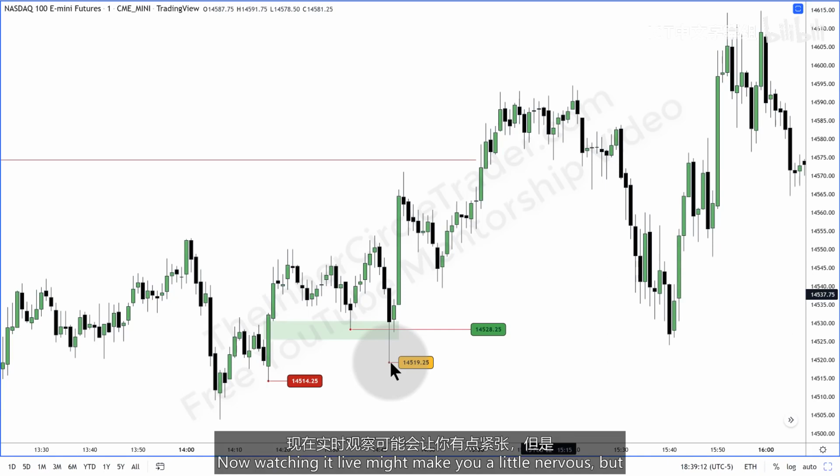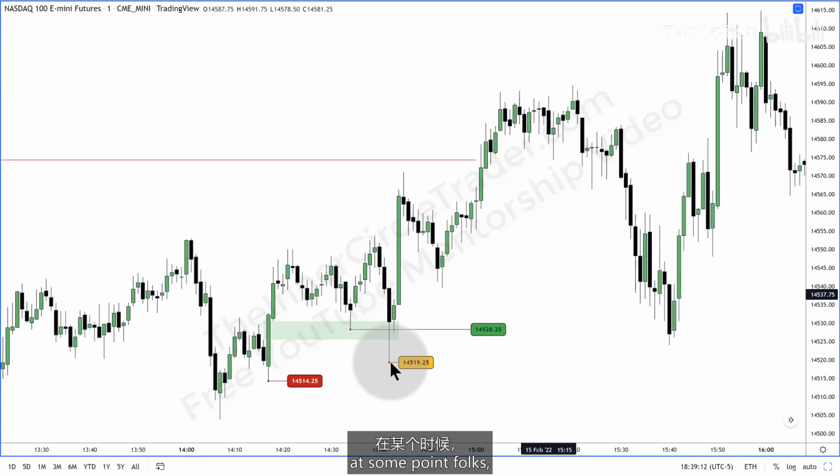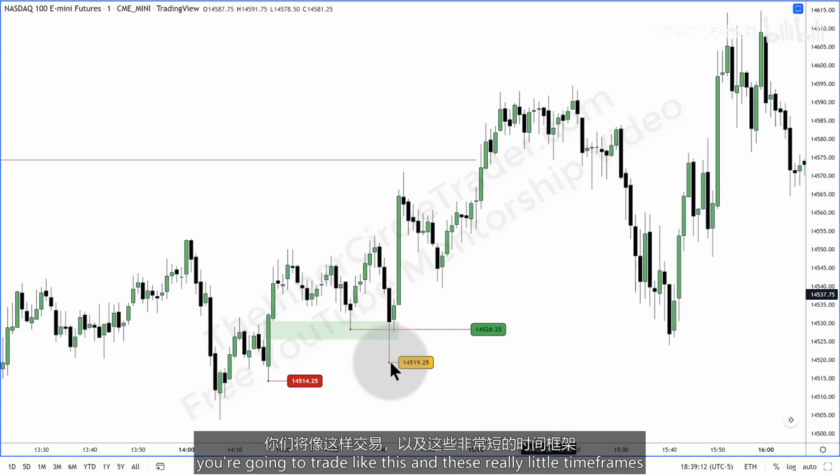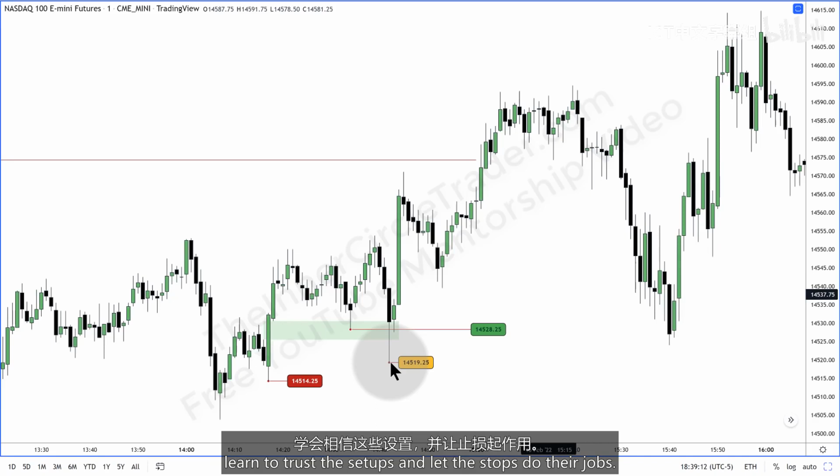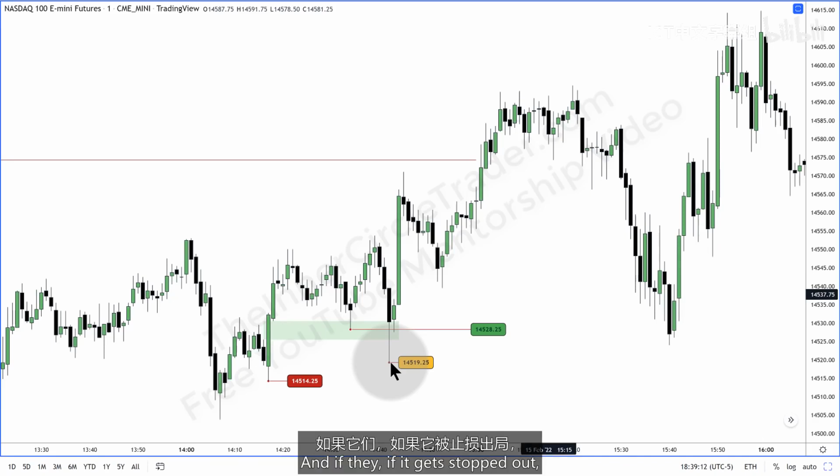Now, watching it live might make you a little nervous, but at some point, folks, you're going to have to get used to, if you're going to trade like this in these really little time frames, and you're trying to be very nimble, you're going to have to learn to trust the setups and let the stops do their jobs. And if it gets stopped out, that's just one trade you got wrong. It's not your career. Look for the next one.